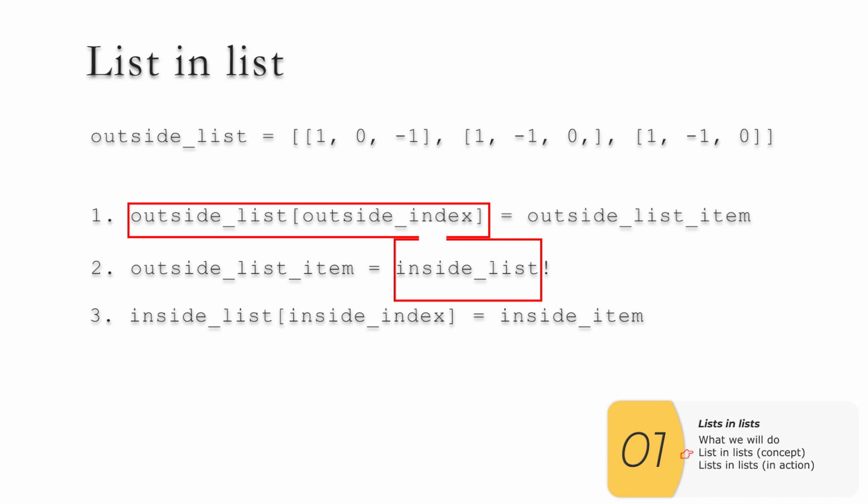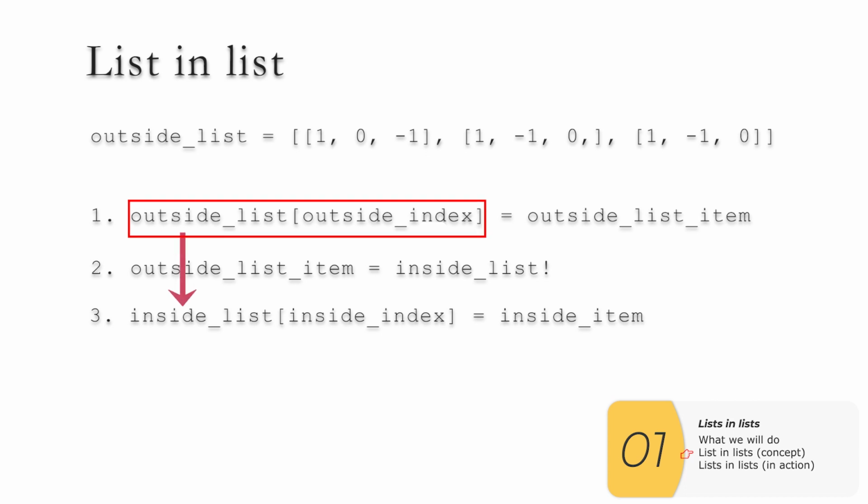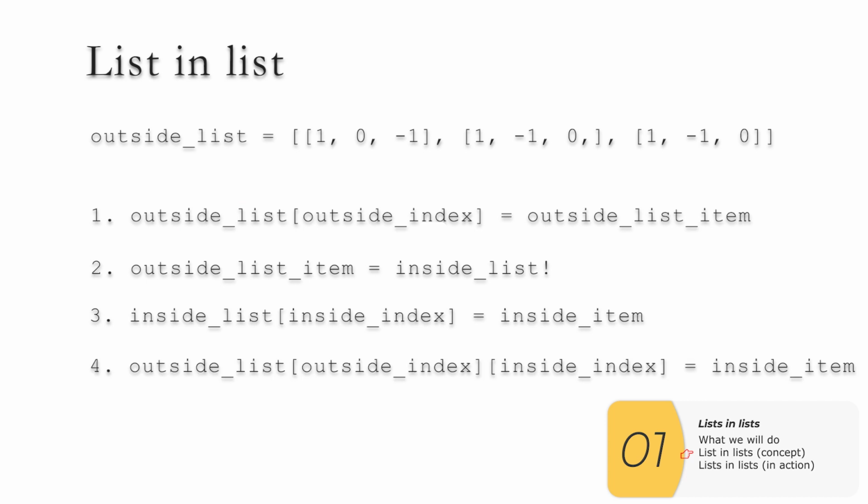So from 1 and 2, I know that outside list bracket outside index is equal to the inside list. And so I can make a substitution here for the inside list. And when I do, I get outside list bracket outside index bracket inside index is equal to the inside item. Now that might be a little bit complicated to see, but I'm going to show it in action. So hopefully it makes it more clear.